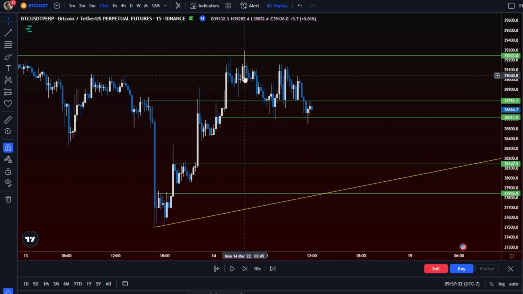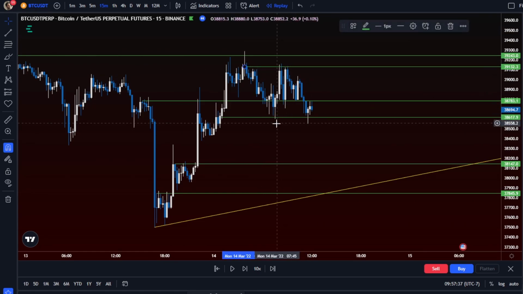That was a nice little scalp. So that would have been an incorrect call. This one would have been a good buy because you're laddering off the origins. That one would have been good. This one I wouldn't have bought, but that would have been the correct call to take it as a scalp.